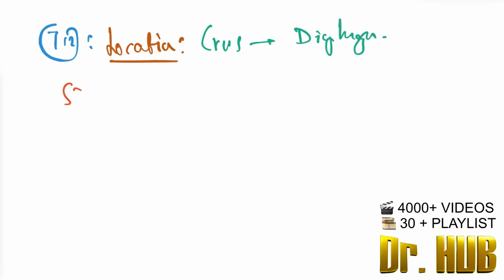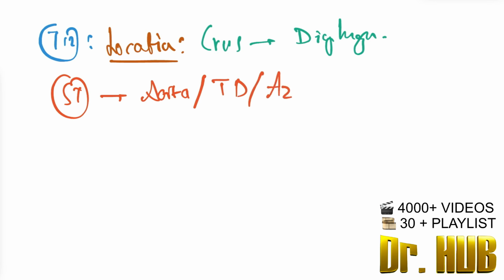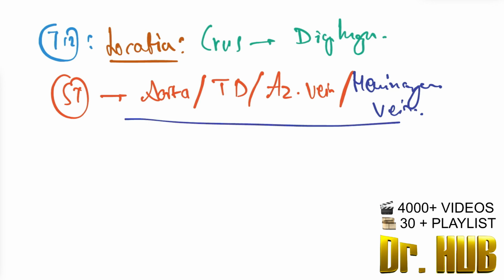And what are the structures which are passing through it? They include the aorta. There is also the thoracic duct, that is TD. Then there is also the azygous vein as well as the hemiazygous vein. So there is the aorta, thoracic duct, azygous vein and hemiazygous vein. T12 in number is high, so similarly the structures passing are also the highest compared to T8 and T10.